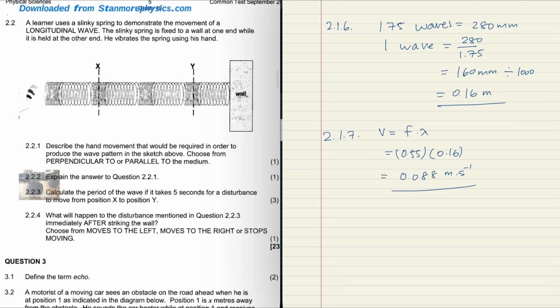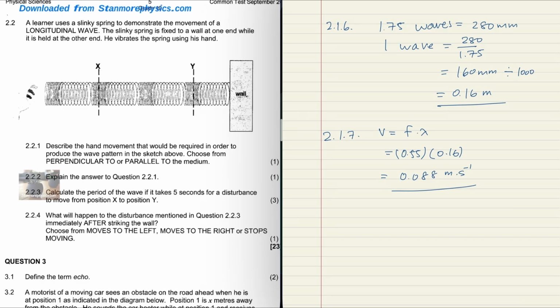Question number 2. A learner uses a slinky to demonstrate the movement of a longitudinal wave. The slinky spring is fixed to a wall at one end while it is held on the other. He vibrates the spring using his hand. Question 2.2.1 reads, describe the hand movement that will be required in order to produce the wave pattern in the sketch above. Choose from perpendicular or parallel.